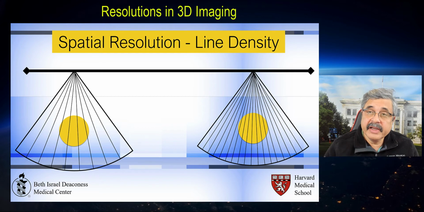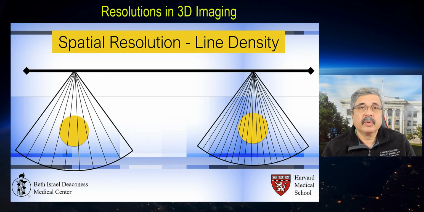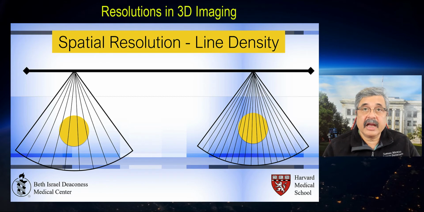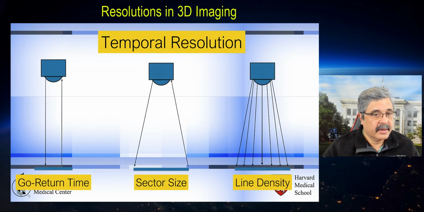The way we increase or decrease the line density is purely changing the sector size, which means a reduction in sector size is what increases the line density. There are some systems that allow you to reduce the number of lines that you're getting at any moment in time, but you cannot go beyond the maximum line density of any given transducer.